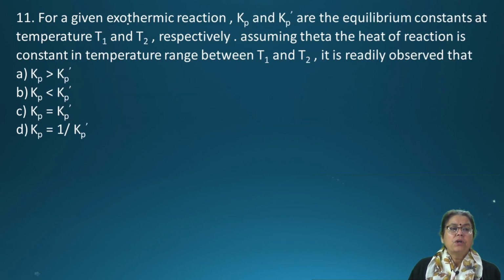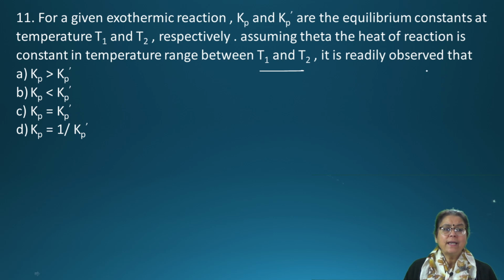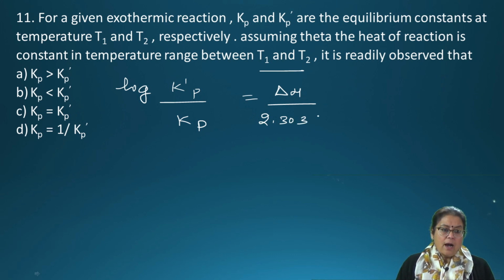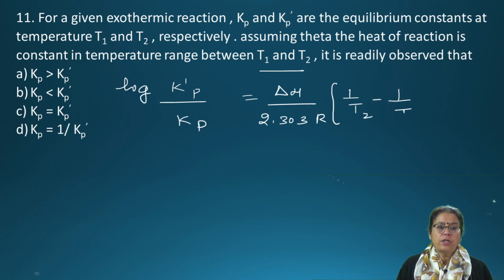Okay, let's go on to question number 11. For a given exothermic reaction, Kp and Kp dash are the equilibrium constants at temperature T1 and T2 respectively. Assuming that the heat of reaction is constant in temperature range between T1 and T2, it is readily observed that. So यहाँ पे आपके पास इक्वेशन क्या आ जाएगी, log of Kp dash upon Kp, that is equal to delta H upon 2.303 R into (1 upon T2 minus 1 upon T1).